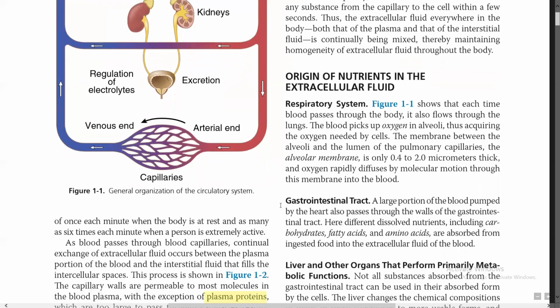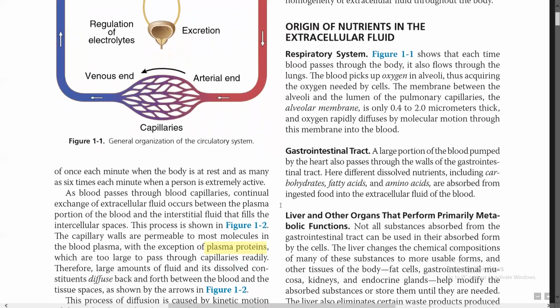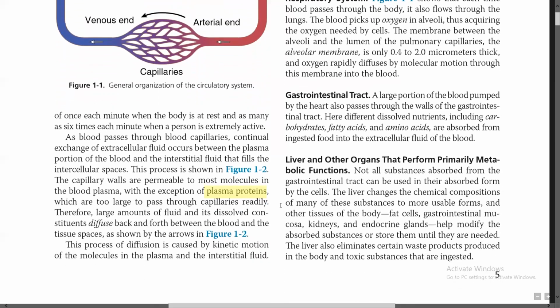Okay. Over here, it is being written that a large portion of blood pumped by the heart also passes through the walls of the gastrointestinal tract. So when the heart is pumping blood, that blood also goes to the gastrointestinal tract, and thereby it will collect all those nutrients which are being dissolved or collected by the GIT. So now that blood will also carry carbohydrates, fatty acids, and amino acids. Now if we talk about the liver and other organs that perform primarily metabolic functions.